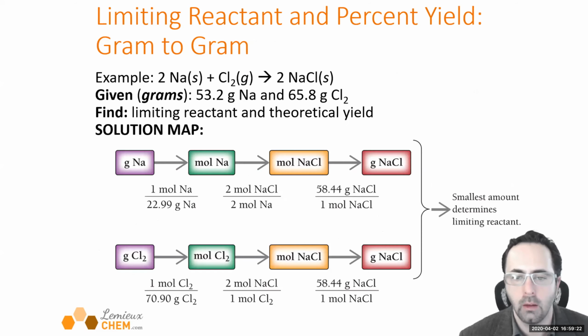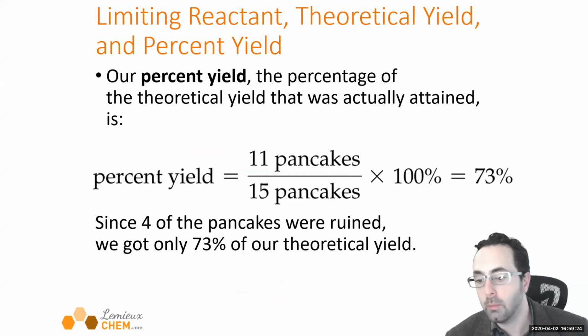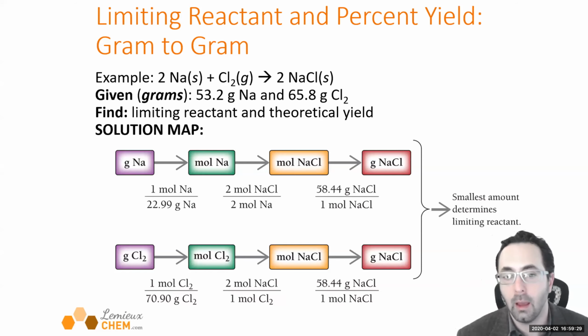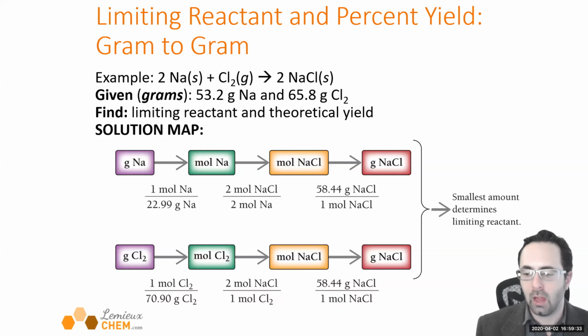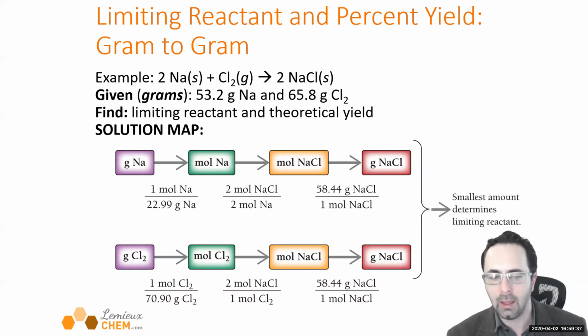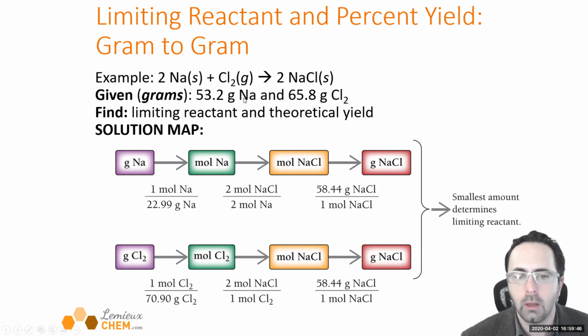Now, how does this work for a chemical reaction? So for the pancakes, we were given how much flour and how much eggs and how much baking powder, and we tried to figure out how many pancakes could possibly be made from these things. And we figured out the flour ran out when we made 15 pancakes. Well, for chemicals, we've got to do the process of stoichiometry to figure out how much product they can make.